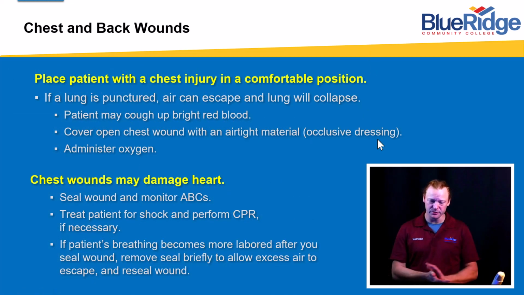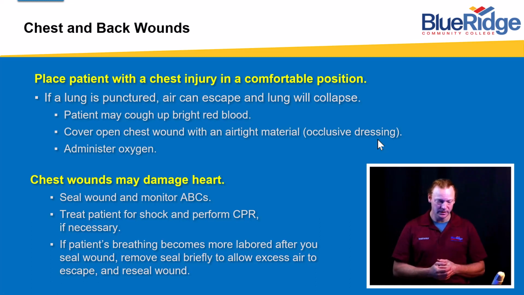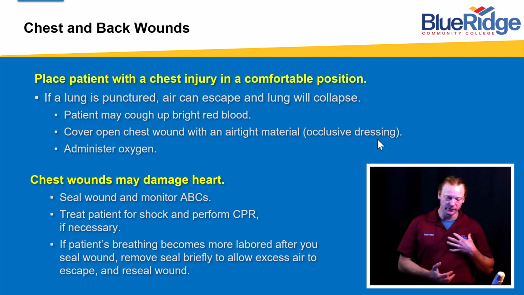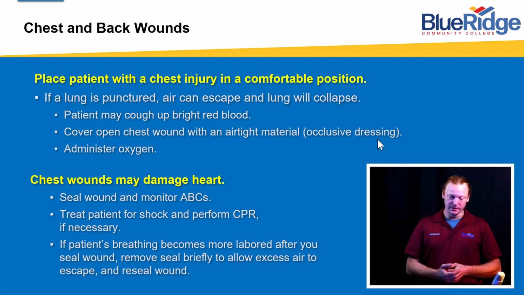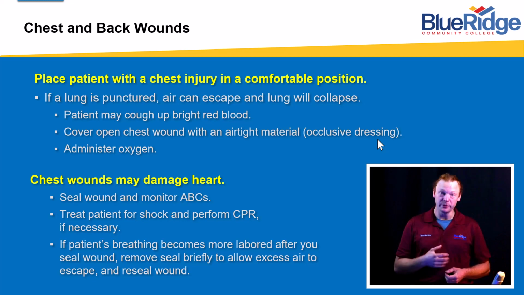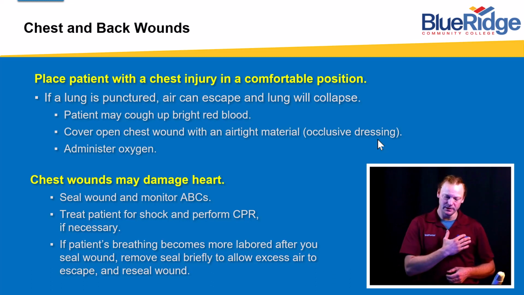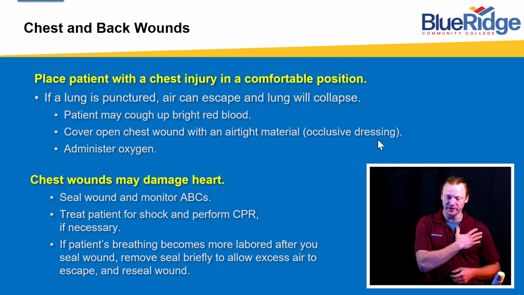So for patients with a chest injury, only a chest injury, we want to get them in a comfortable position. If the lung is punctured, air can escape from the lung, and the lung will eventually collapse. They may also cough up bright red blood as a result of that injury. But if there is an open chest wound, we want to cover that with an occlusive dressing. If you don't have occlusive dressings, you can use something like a sterile plastic wrapper from a bandage, or Ziploc baggies, or things like that. You can cover that wound up, and it prevents the air from escaping.